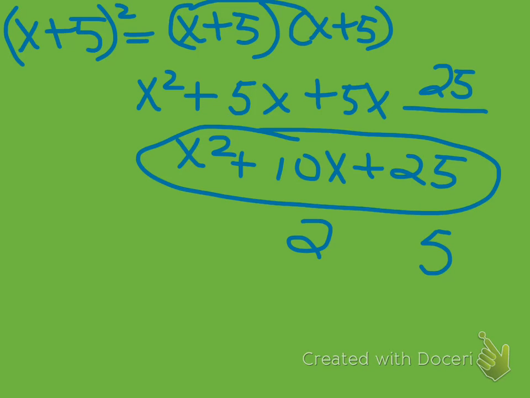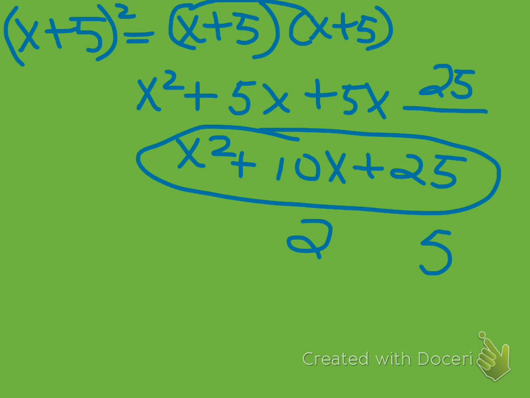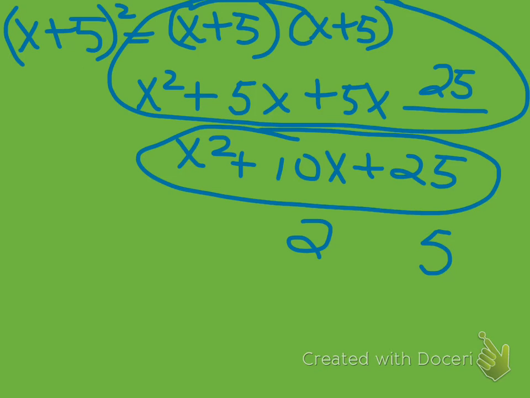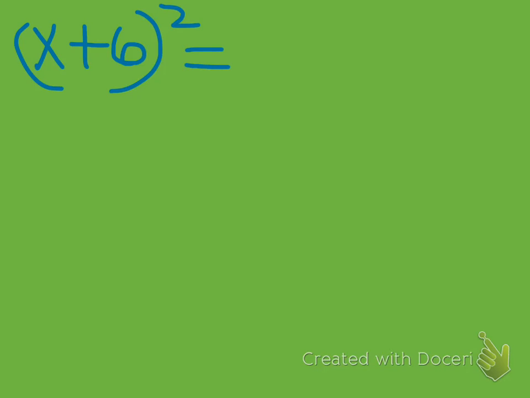5. Okay, so let's do one where it's here. Let's do x plus 6 squared, and let's try not to write all this middle stuff out. Let's try to jump to the answer. What will it be? x squared, and then 12x, plus, and then we multiply it, so it would be 36.